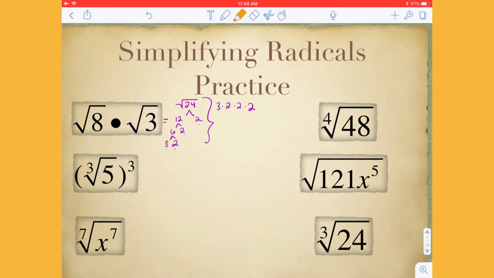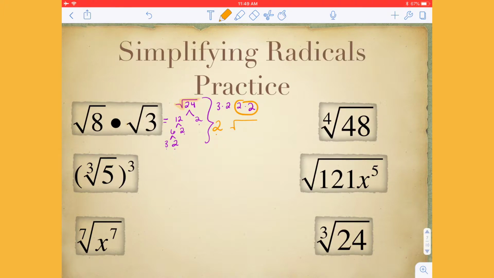So in this case, because I am dealing with the square root, that means that I want to make a group of the same number of 2's. So I'm trying to create pairs. So here is a pair. And when I create a pair, I can take that value to the outside of the radical symbol. The reason why is 2 times 2 is 4, and the square root of 4 is just 2, right?